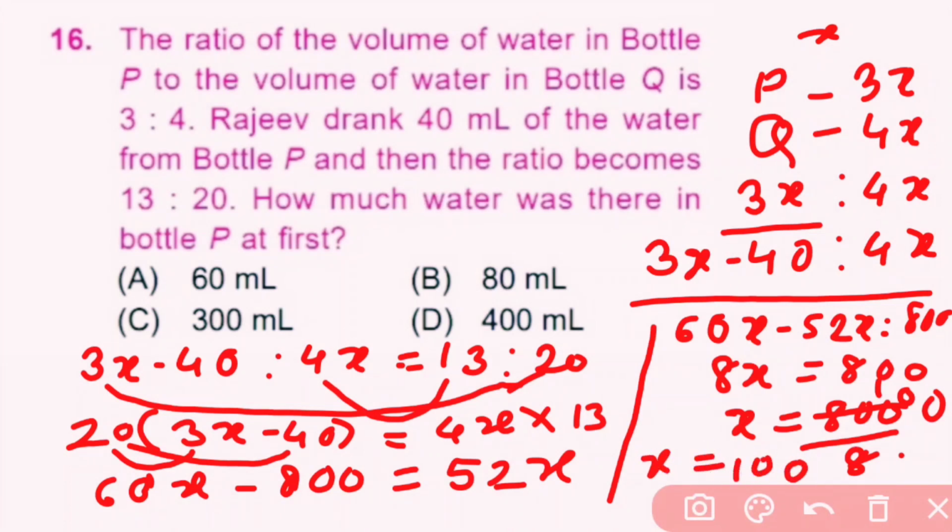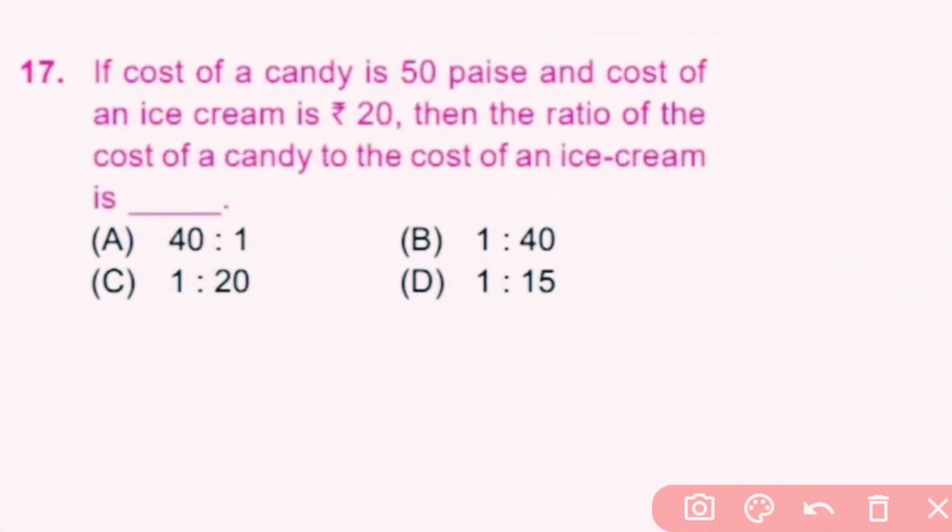Here we have to find out the water in bottle P. So we put the value of x in P. So P is equal to 3 into x, means 3 into 100, which is 300. So here the water in bottle P was 300 ml. C is the correct answer.